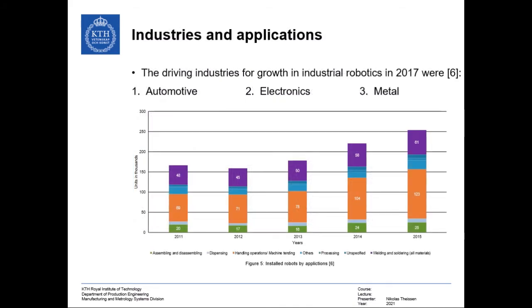Industries and applications. The driving industries for the growth in industrial robotics prior to the economic recession of the year 2020, which was close to 15%, were the automotive, electronics and metalworking sectors. In the automotive industries, common applications are the welding of the body in white, machine tending, spray painting, and final assembly. A driving paradigm for the automotive industry is the higher degree of product customization.